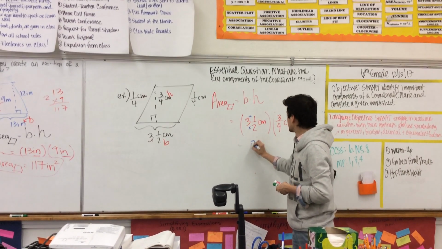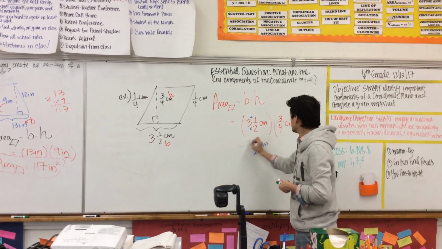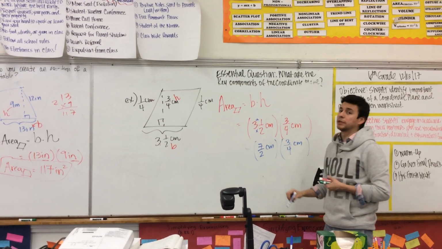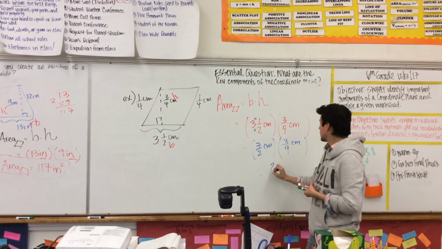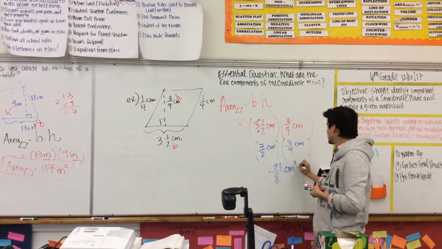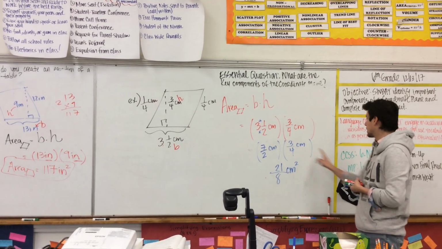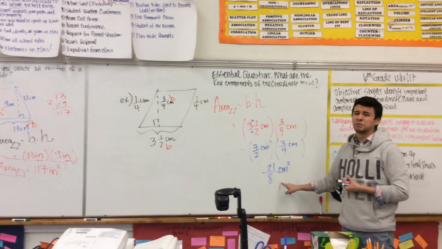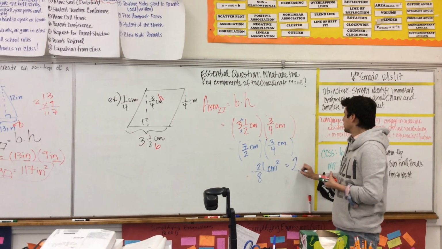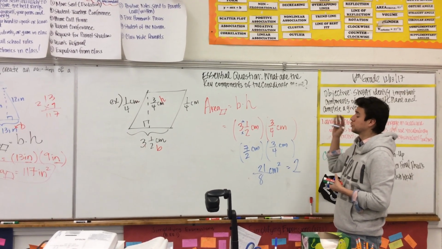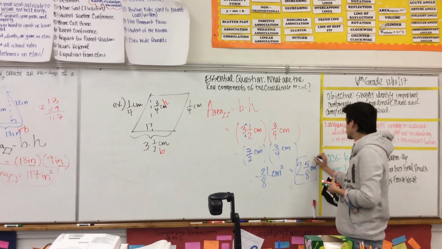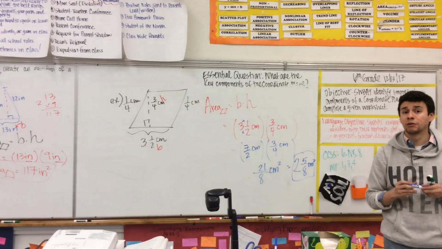So that's 7/2 centimeters times 3/4 centimeters. Numerator times numerator, so that's 21, and denominator times denominator, 2 times 4 is 8 centimeters to the second power. Remember, because there's centimeters squared, we want to turn that improper fraction into a mixed number. So this is going to be 2 5/8 centimeters squared. So that's the area of that parallelogram.